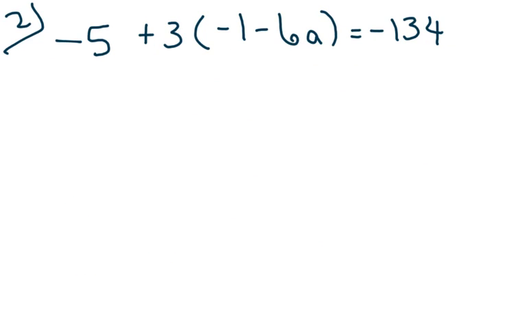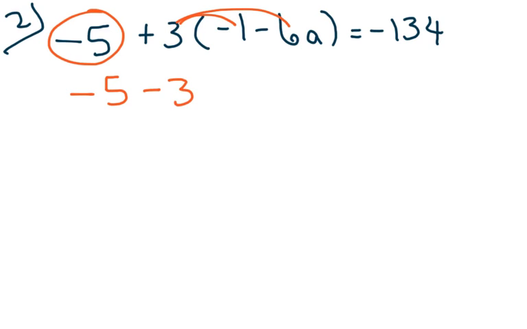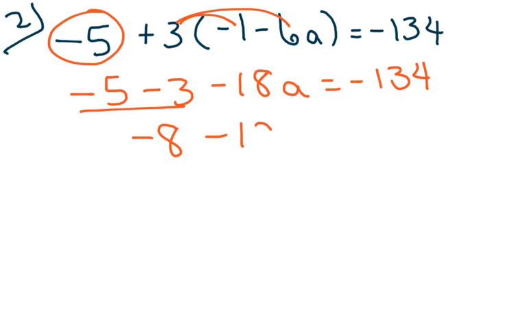Okay. In fact, this one looks easier. If you want, again, you could put this at the end here. I'm going to go ahead and keep it out front because we're getting more advanced now. So it's going to be negative 3 when you distribute, minus 18a equals negative 134 after distributing. Collect like terms here, and we get negative 8 minus 18a equals negative 134.